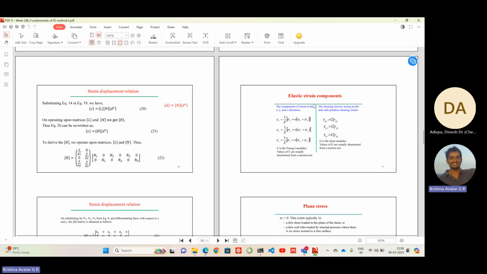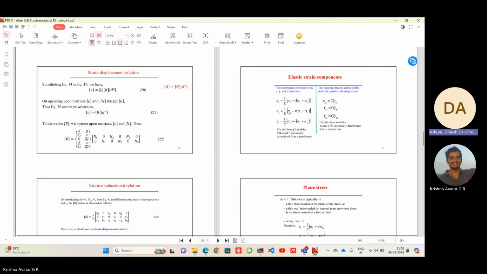And then we go back to elastic strain components. This is what we had learned from mechanics of aircraft structures. These are linear. What we can do is sum these strains to get a net strain. So epsilon x by E is the actual normal strain. Then the others are due to the contribution because of Poisson's effect, isn't it?